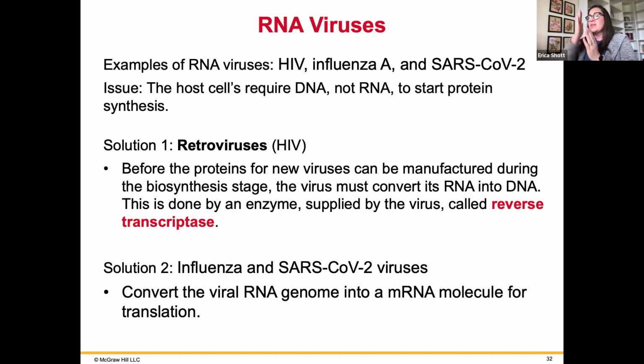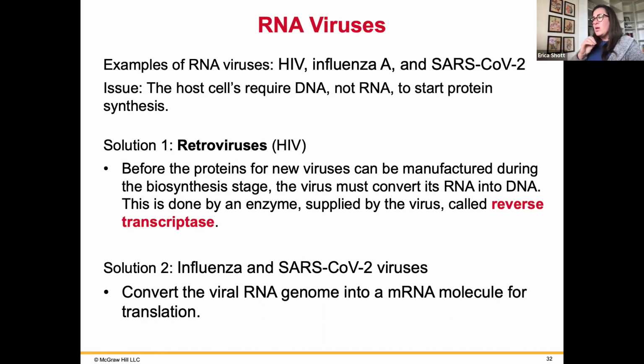So with a virus, if it's coming in with RNA, it has to figure out either how it gets to the DNA to go from DNA to RNA, or how it gets to be RNA to be translated. Okay, so that's its issue. So one solution that we see is HIV as a retrovirus. Before new viruses can be manufactured, the virus has to convert its RNA into DNA. So that's how it solves this problem.